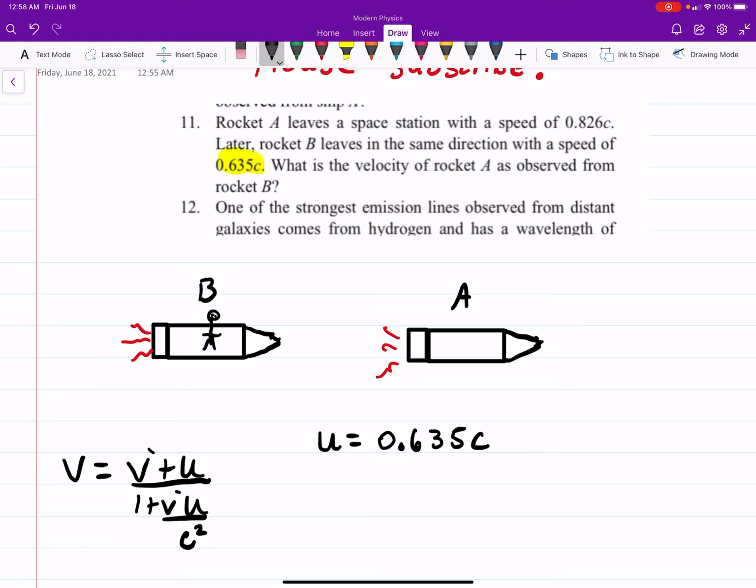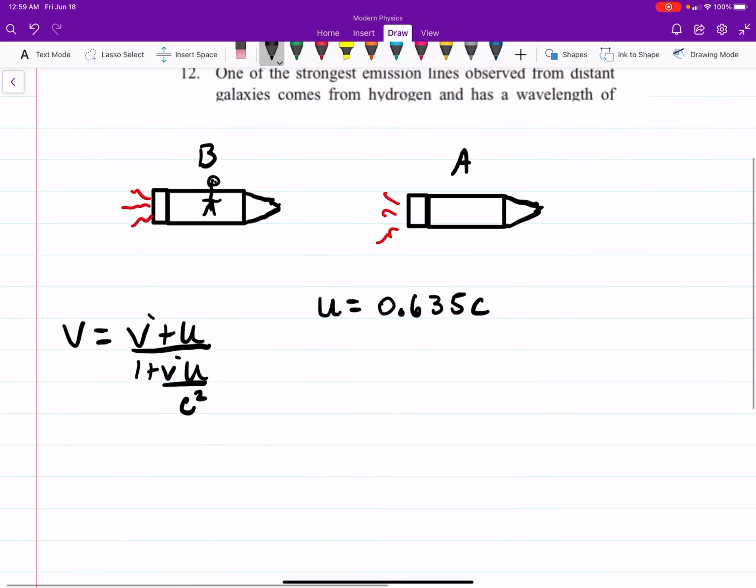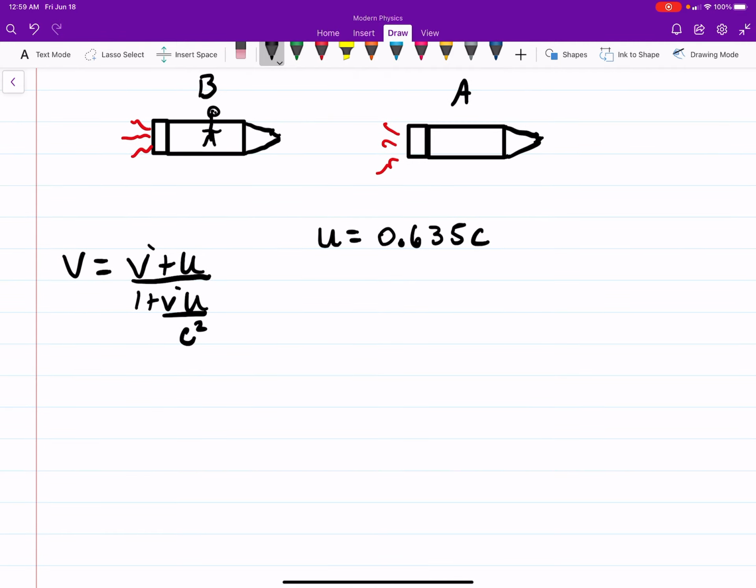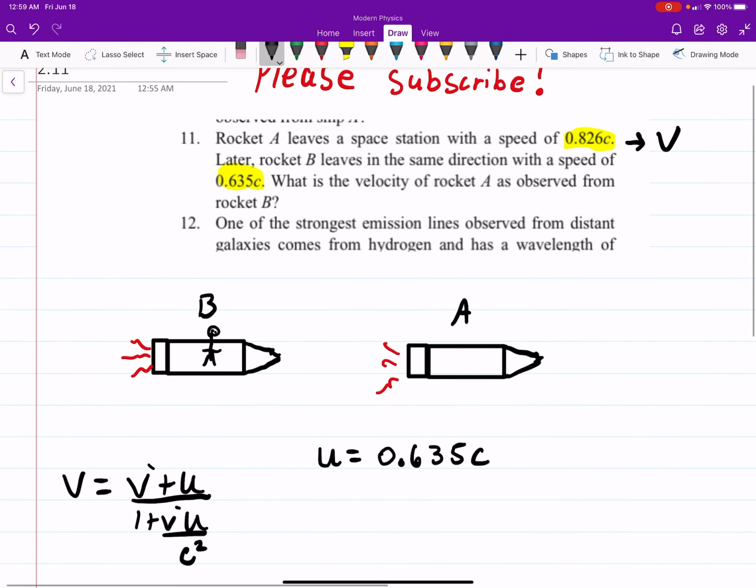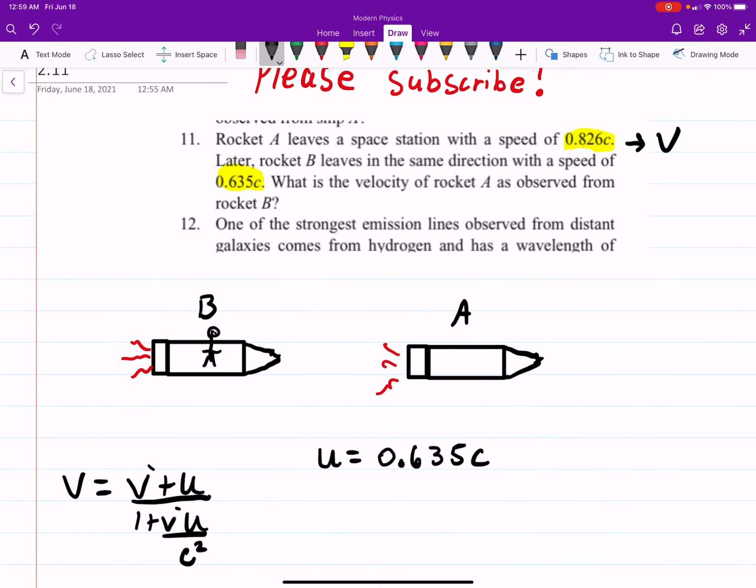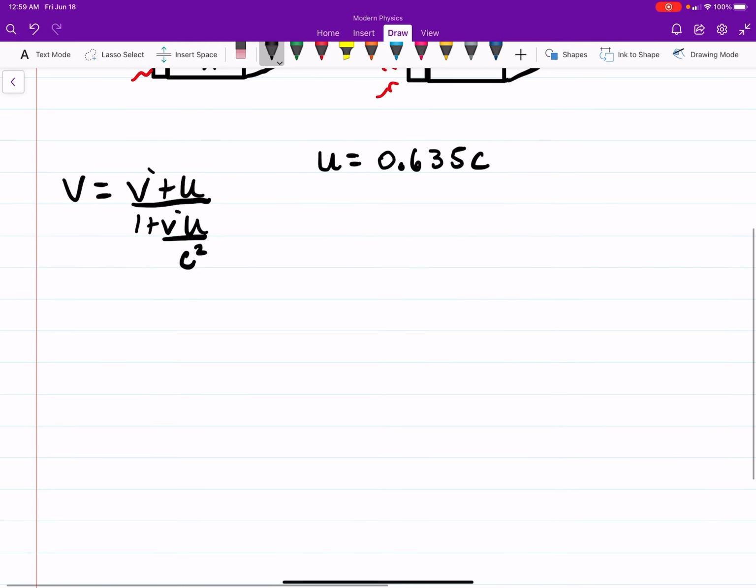Okay, so that's that part. We also know that the speed of the other ship with respect to the space station is 0.826 c. That's your v, not your v prime, your v. That is the speed that a stationary observer measures. So the only difference with this problem is we need to solve for v prime. That's the speed as observed from rocket B.